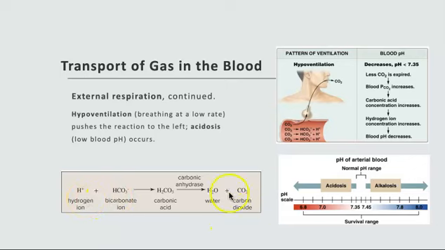So our partial pressure of carbon dioxide is going to increase, which then is going to increase the concentration of our carbonic acid, which then starts to increase our amount of hydrogen ion that we have, and that leads to our pH decreasing and we go into acidosis. So we have a pH less than 7.35, and if it continues, we're going to move down the scale and it can result in death.